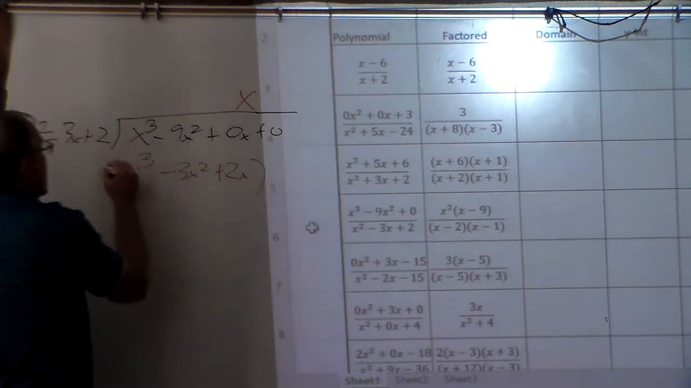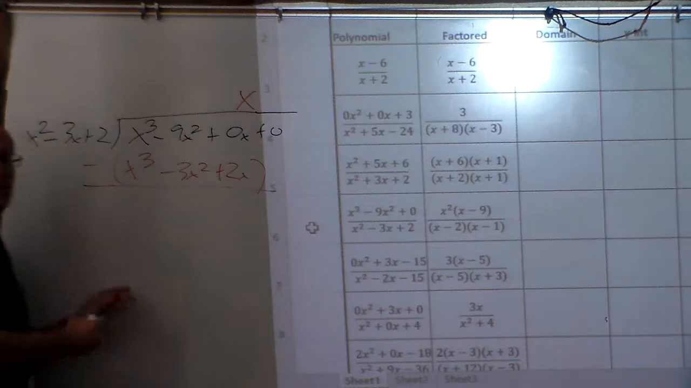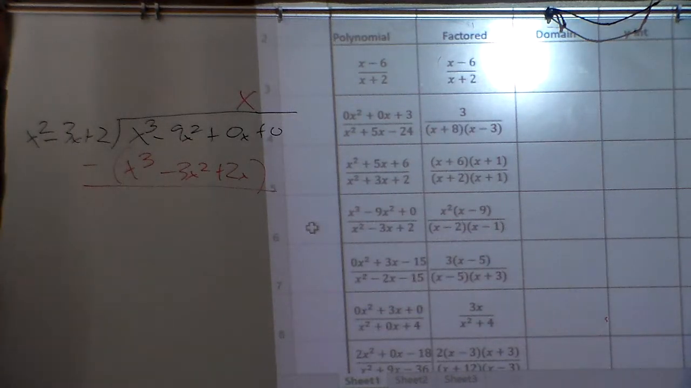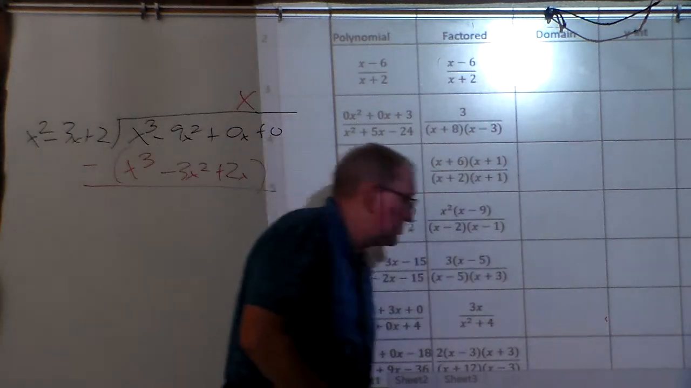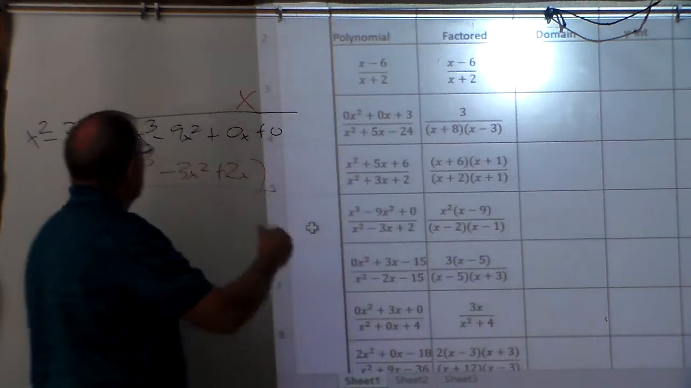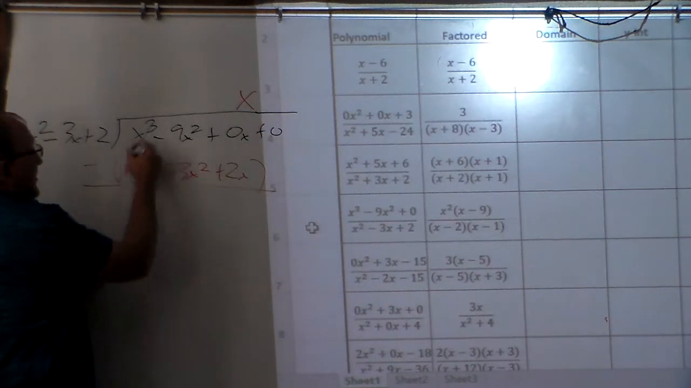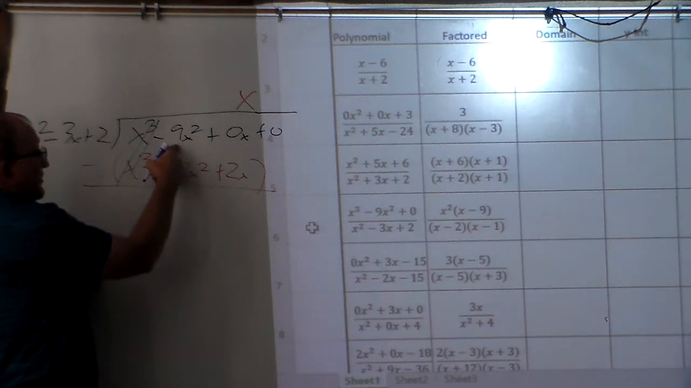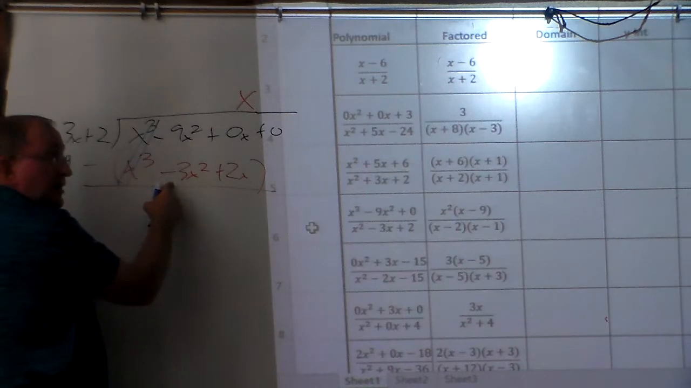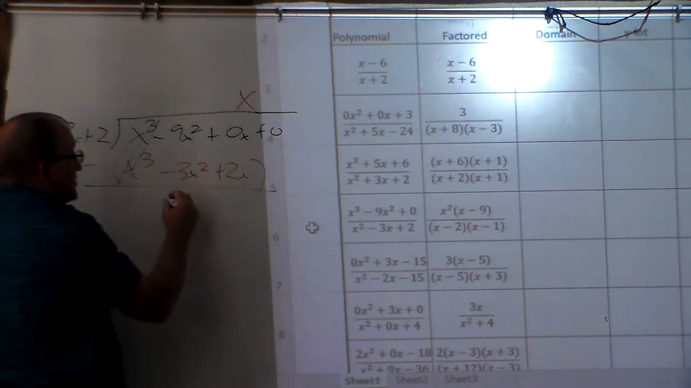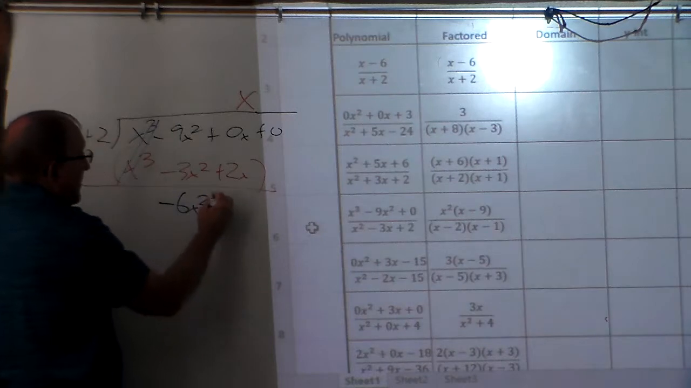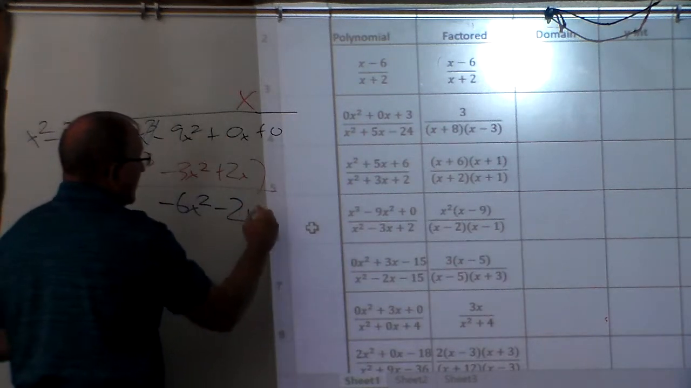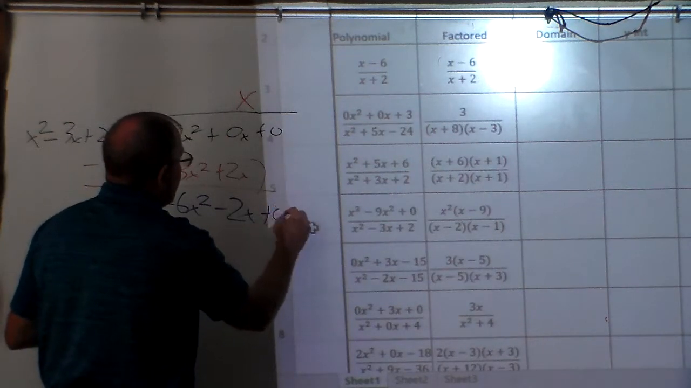But you have to minus the whole thing, and that's where everybody makes their mistake. So when I minus the whole thing, these are going to cancel every time. That's what makes it nice. But negative 9 minus negative 3 is like plus 3, so it's negative 6x squared. 0 minus this minus 2x plus 0.